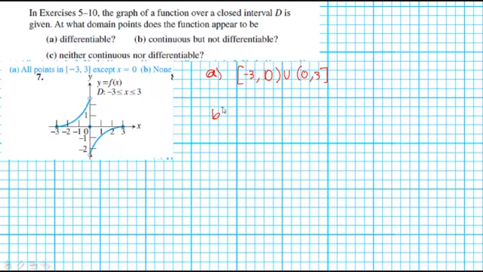Where are we continuous but not differentiable? Well, I don't see any vertical tangent, cusps, or corners, so there is no place where it's continuous but not differentiable. Neither continuous nor differentiable, that's going to happen at x equals 0. The discontinuity makes it not differentiable, so it is not differentiable there.